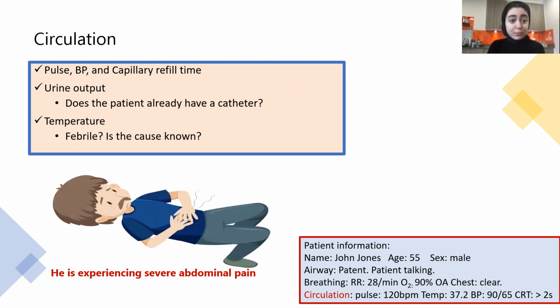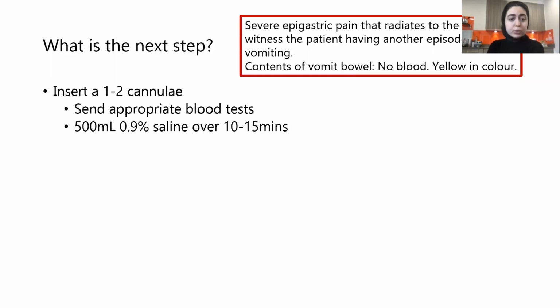So just while you're thinking, the patient has told you that he's experiencing severe abdominal pain. So what we need to do now about his hypotension and tachycardia is insert two, yes, that's correct, Rachel, I saw your answer. You give 500 milliliters of 0.9% saline stat over 10 to 15 minutes with 2 large bore cannulas. But just before giving that IV bolus, you need to take the bloods that you think you would need for this patient. So those would be some baseline full blood count, urea and electrolytes.